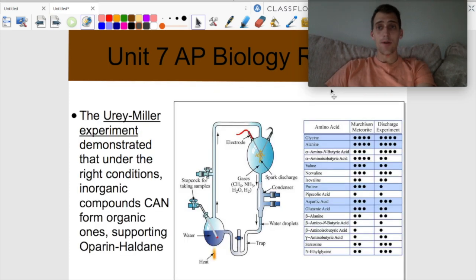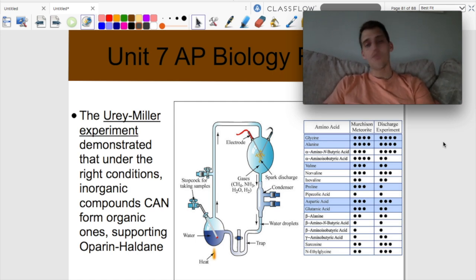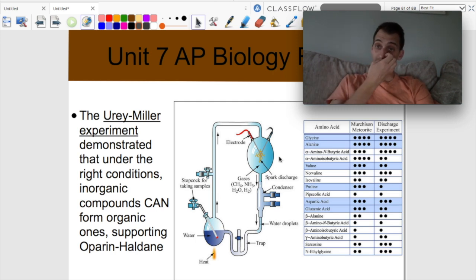But here's the thing about Oparin and Haldane. Their hypothesis was pretty well supported by what we call the Urey-Miller experiment. Another set of two scientists, Urey and Miller, demonstrated that under the right conditions, inorganic compounds can form organic ones, which supports the Oparin-Haldane hypothesis. Right? And here's a simple picture of the conditions that these two scientists combined: some methane, ammonia, hydrogen gas, and water vapor, and used a special kind of condition here in order to produce different compounds, but amino acids in particular, which is pretty crazy, right?